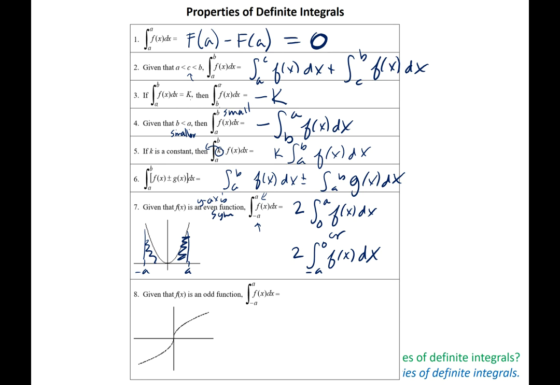But if it's an odd function, meaning it has origin symmetry, and it's still going from negative a to a, if this is negative a and this is a, you'll notice that if I looked at these areas, they'd be the same area, but one would be positive and one negative, so they cancel each other out. So what happens here when you have that odd origin symmetry is that you would get 0.